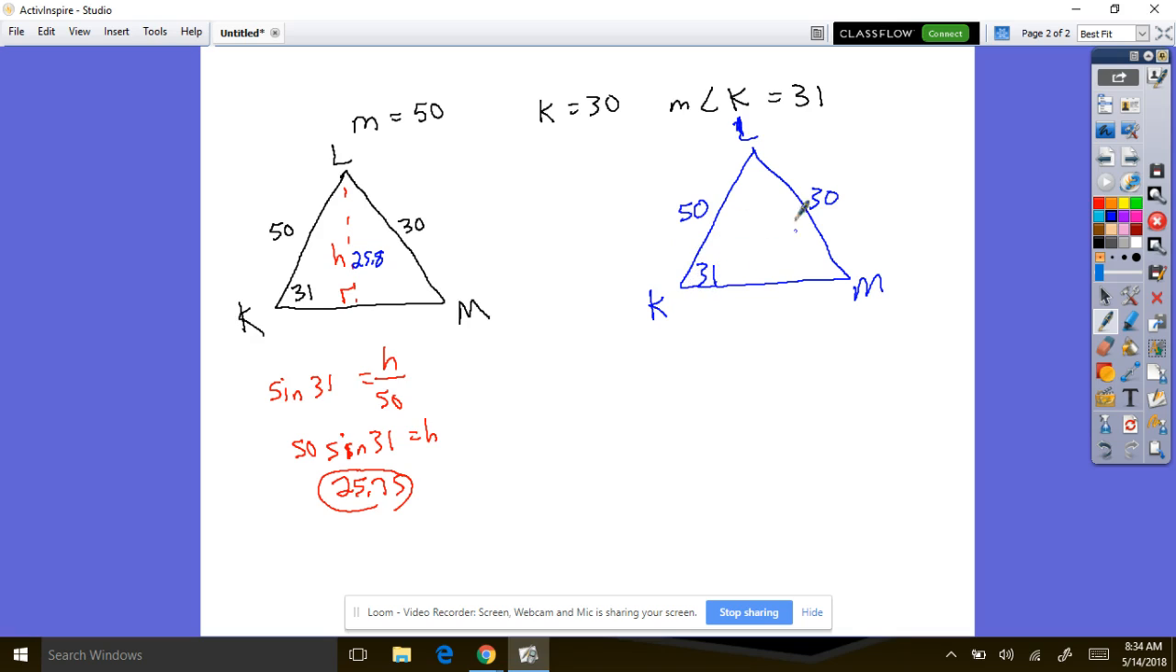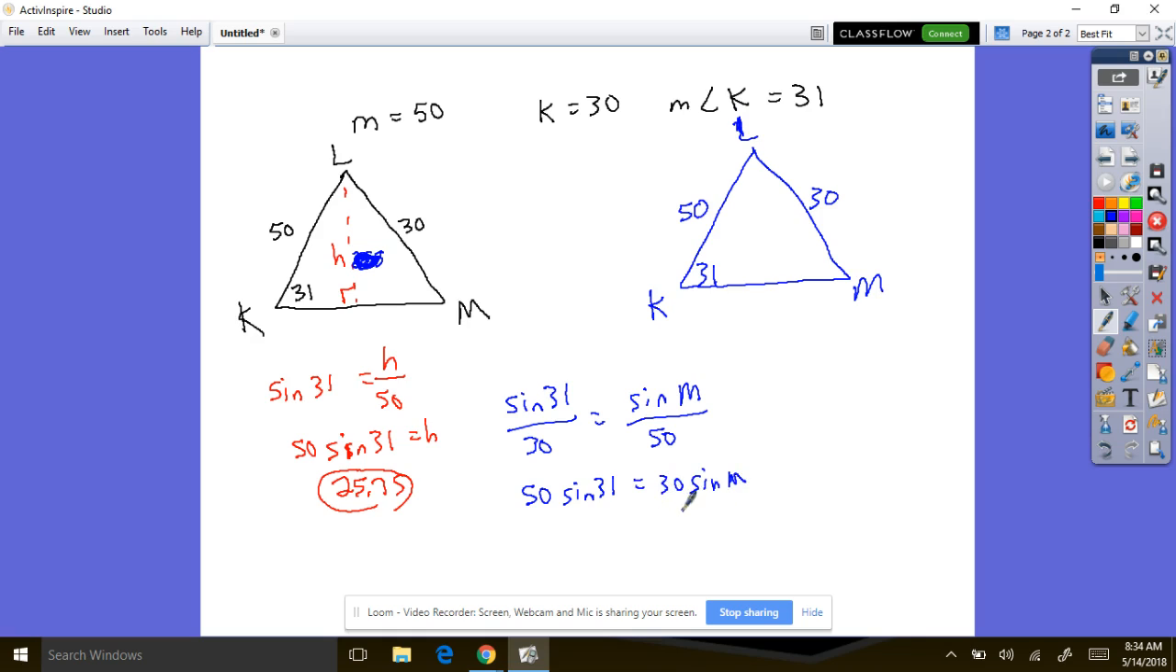All right. So now I got to solve this, right? So what do I do? Law of sine. Let's solve this first. It doesn't matter. I'm just going to use this one first. You really don't need this, so I'm just going to move it out of the way. It's gone. So now I'm using the law of sine. So I'm going to say sine of 31 over 30 equals sine of M over 50, right? So I'm going to go 50 sine 31 equals 30 sine M.